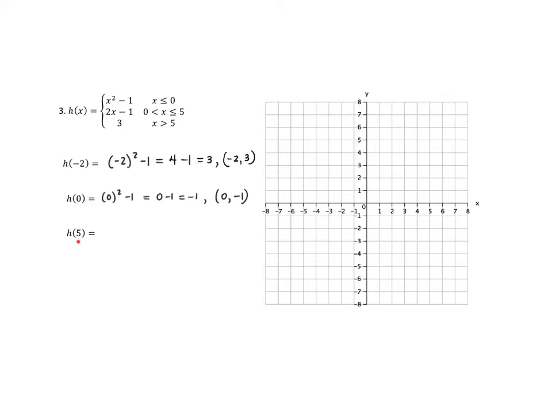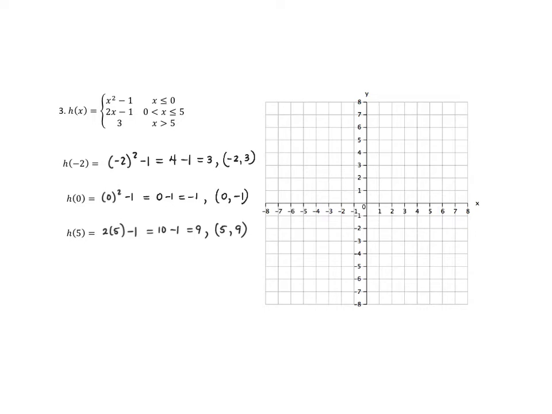And when x is equal to 5, we are here in the second piece. So we're going to be using the line to find that y value. So that means 2 times 5 minus 1. That's going to be equal to 10 minus 1. That will give us 9. So now we have the point 5, comma 9. So 3 points that are available for us to use.